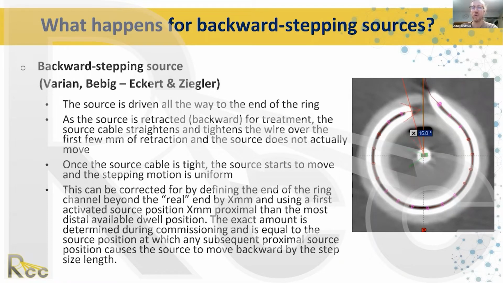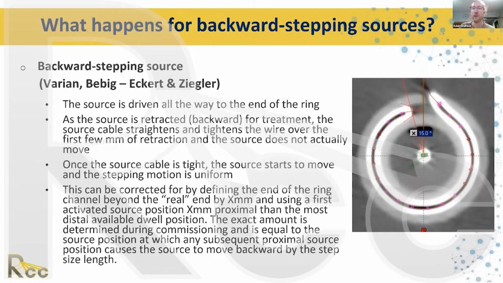Once the source cable is tight around that inner portion of the ring, the source starts to move and the stepping motion is uniform. This can be corrected for by defining the end of the ring channel beyond the real end by X millimeters, and using the first activated source position X millimeters proximal to the most distal available dwell position. The exact amount is determined during commissioning, and this position is equal to the source position at which any subsequent proximal source positions move backwards by the step size length.